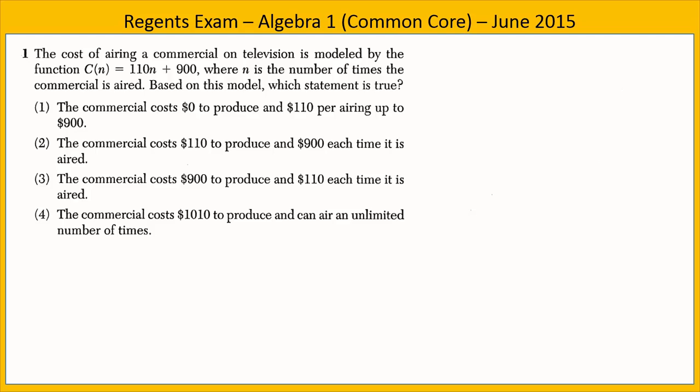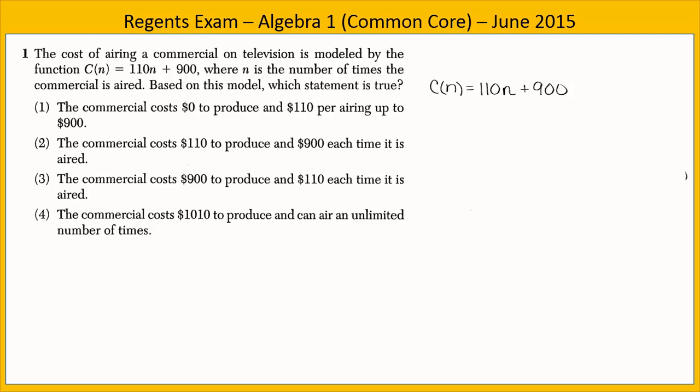In exercise 1, we're told that the cost of airing a commercial on television is modeled by the function c of n equals 110n plus 900. N is the number of times that the commercial is aired. We want to know, based on this model, which statement is true.